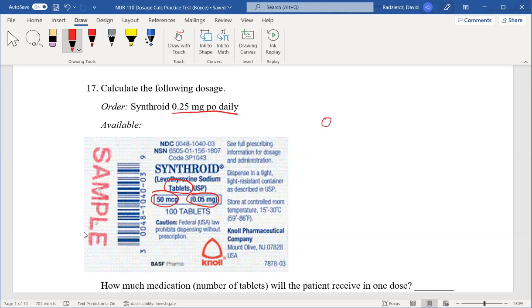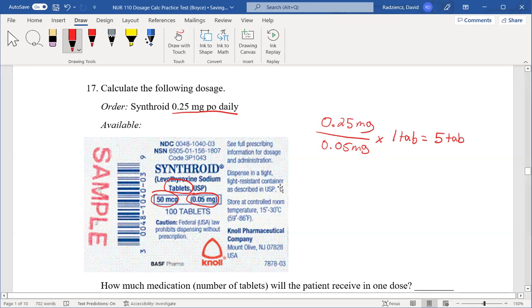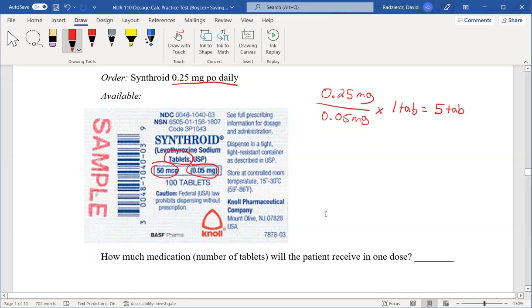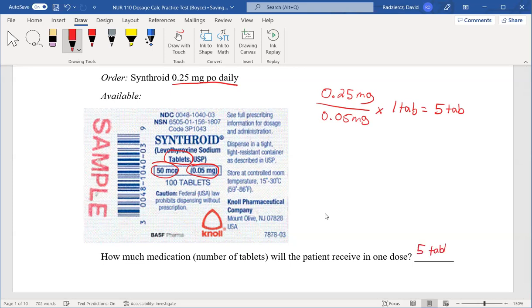Setting this up, 0.25 milligrams over the 0.05 milligrams times the 1 tablet. So 0.25 divided by 0.05 gives you an answer of 5 tablets. How many tablets would they receive in a dose? They're going to receive 5 tablets.